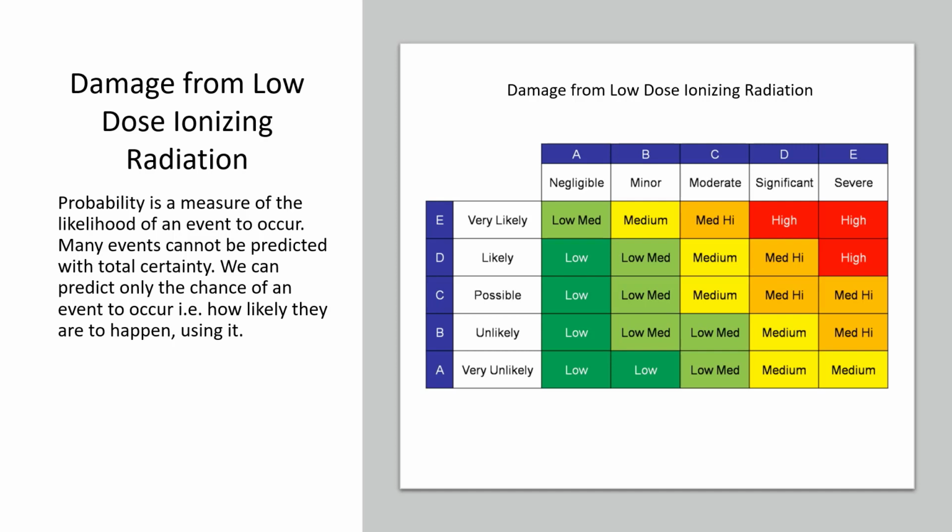Many events cannot be predicted with total certainty. We can predict only the chance of an event occurring and how likely that chance is of happening. The chance of radiation damage from low-dose ionizing radiation is very minimal unless we have something like an invasive procedure with fluoroscopy where the physician uses way too much radiation for the procedure.